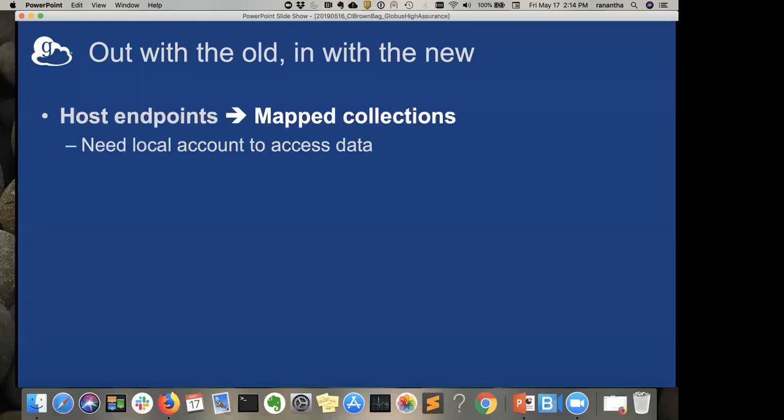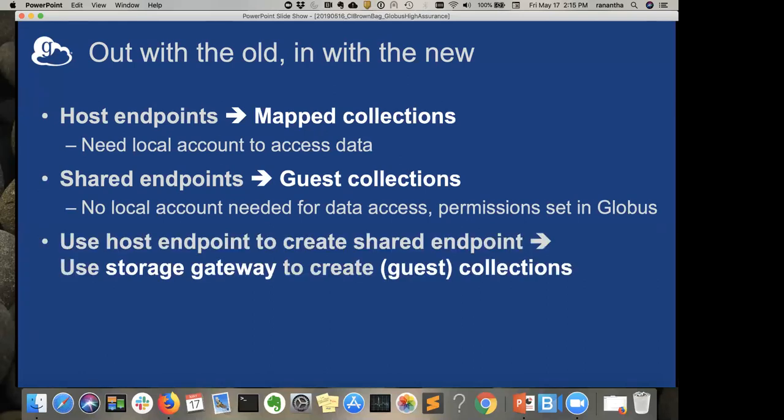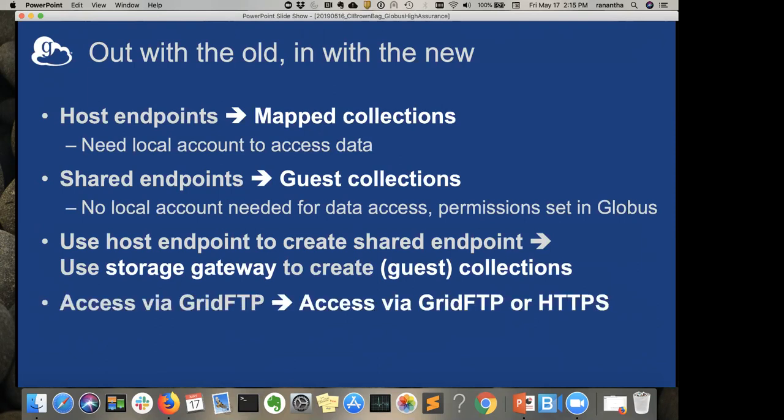So looking at terminology changes, if you're a V4 user today and you're using host endpoints, these are called mapped collections in the new terminology. If you're using shared endpoints where no local account is needed, those are called guest collections. It used to be we would go to host endpoints to create a shared endpoint. In the new architecture, you would find the storage gateway of choice and create collections, guest collections. In V4, access was only via Grid FTP. In V5, all data is accessible using Grid FTP and HTTPS. And you should be able to use the same security, authorization, and access control when accessing the data.